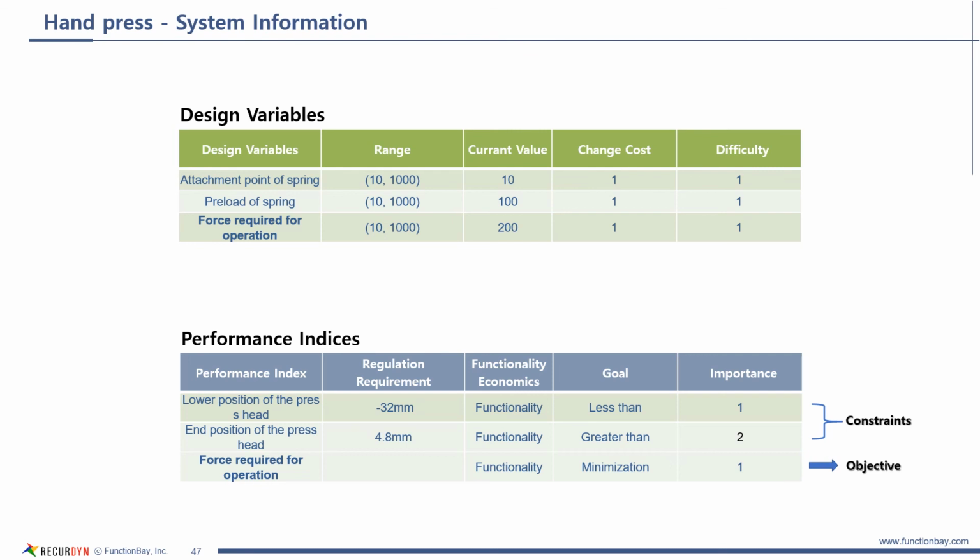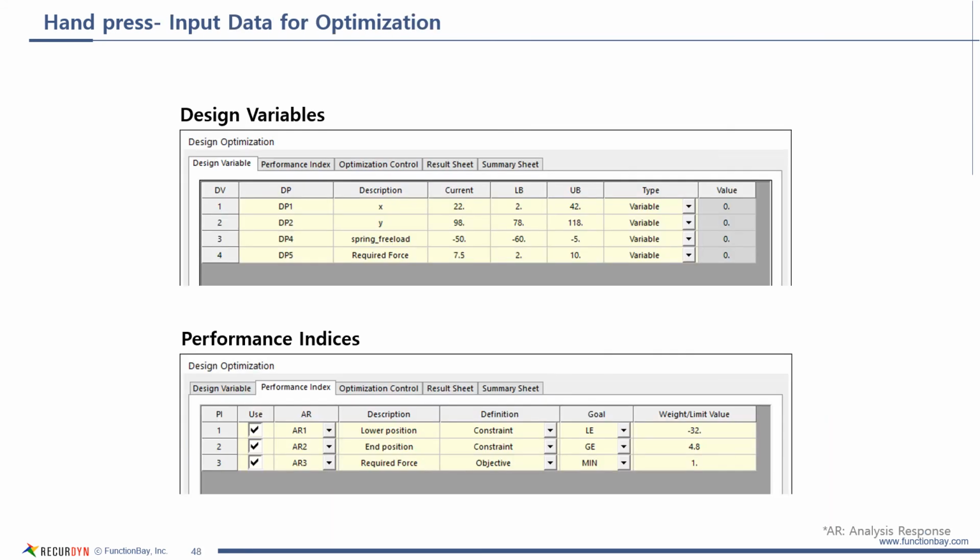Since the press head position is a clear requirement, it is set as a constraint, and the force required for operation is set as an objective. You can see the attachment position, preload of the spring, and required force were set as design variables, and the performance index was set as described in the previous page.